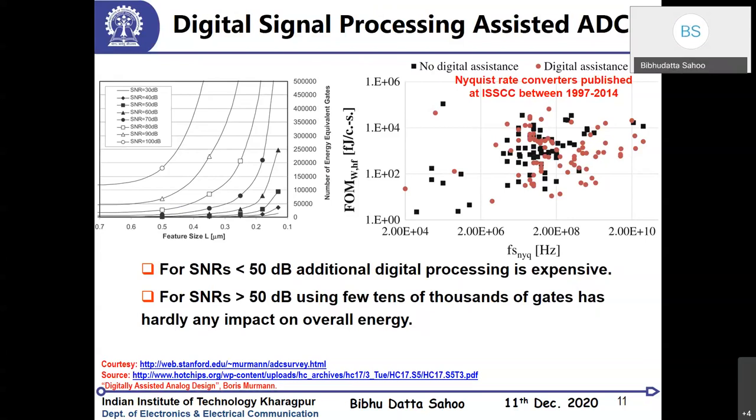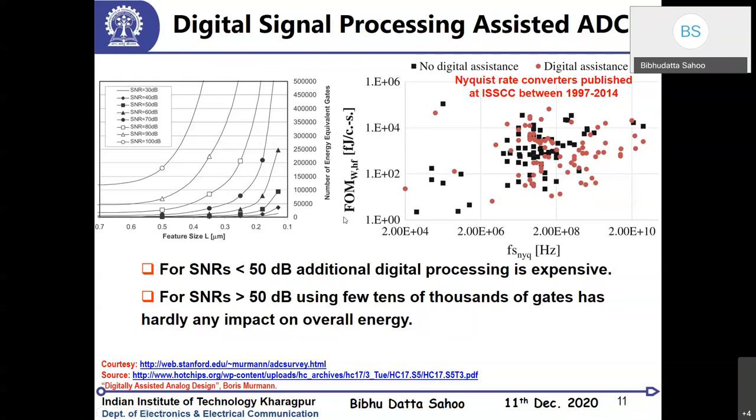Therefore, in the past two decades, almost late 90s, early 2000, analog designers exploited digital techniques. But we need to really justify how much of digital techniques can be incorporated. Now this figure on the left side shows the feature size and the number of energy equivalent gates that are required to realize a particular SNR in a system. If I want, let's say, a 12-bit ADC, then the amount of logic gate energy it is equivalent to is given here, almost 200,000 logic gates for 70 dB, which is approximately 12 bits.